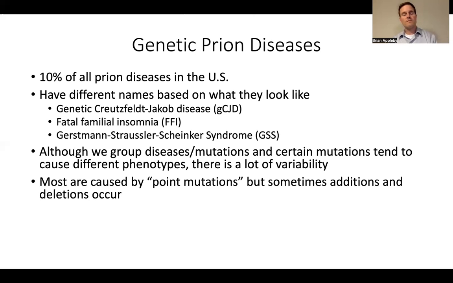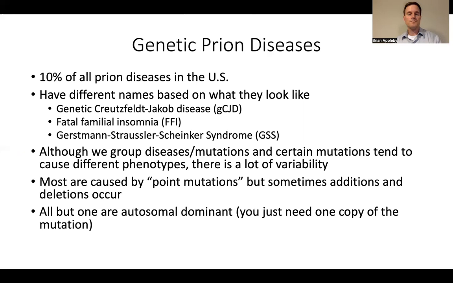Now, most of these genetic mutations are what we call point mutations. That was the example that I showed you earlier, where one amino acid is substituted for another, and that's the mutation. But sometimes you can actually have addition of genetic information, what we call repeat insertions, that can cause mutations, or you can delete out information, and that can also cause a genetic mutation that can cause the disease.